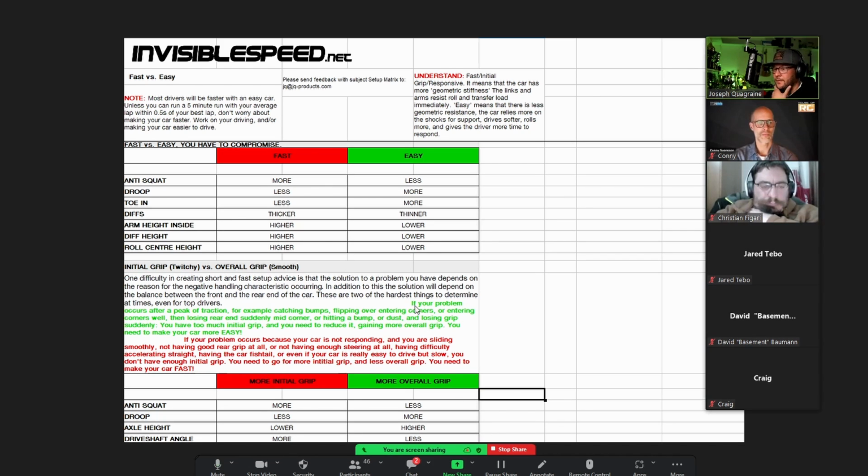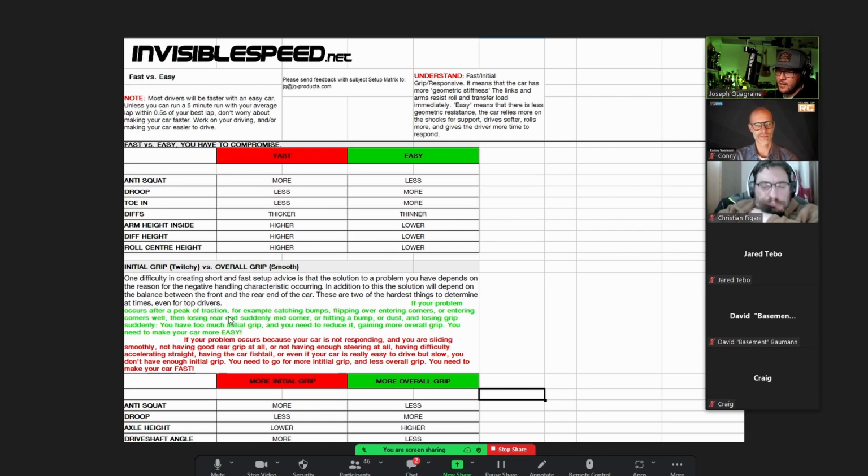So if your handling problem occurs after a peak of traction, so for example, your car catches bumps or flips over entering corners, or enters corners well, but then you lose the rear suddenly mid-corner, or if you hit a bump or dust or some sort of change in traction level on the track, you lose all your grip suddenly. If that's your issue, then you have too much initial grip and you need to reduce it, gaining more overall grip. So you need to make your car more easy.